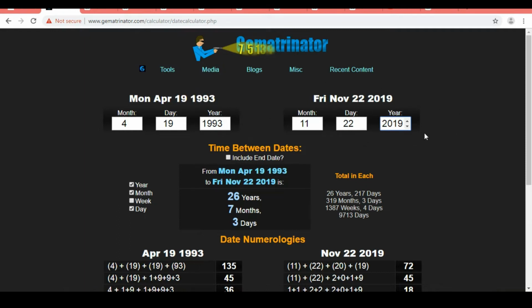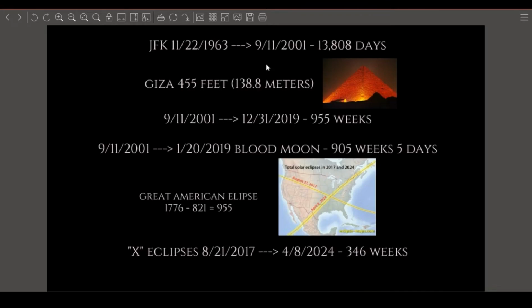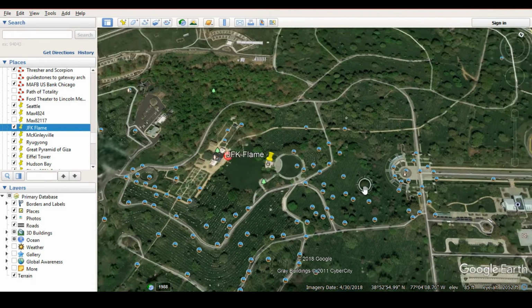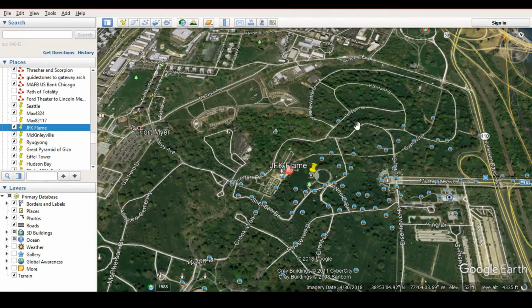I already have it plugged in here, but April 19th, 1993, and if we go to the 56th anniversary of the JFK assassination, it's 1,387 weeks and 4 days, so you're right in the middle of the 1,388th week, which again is a reference to the height of the Great Pyramid. So we have the JFK flame representing the sun. We have the courtyard here as the Earth and the Moon. And this represents the lunar eclipse portion of this.